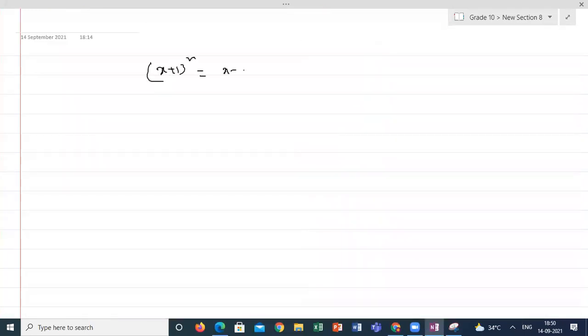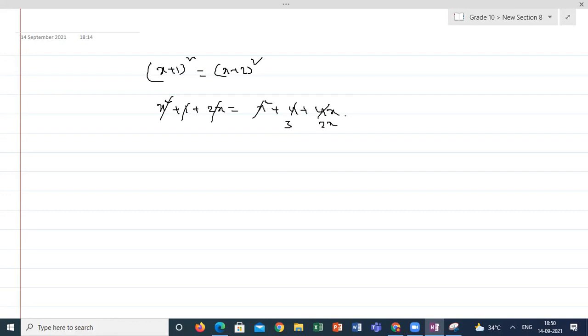(x + 1)² is equal to (x + 2)². x² + 1 + 2x is equal to x² + 4 + 4x. So x² cancel. If I'm canceling one, it is 3. This will be 2x. Somewhere we are missing. Check where we are missing.